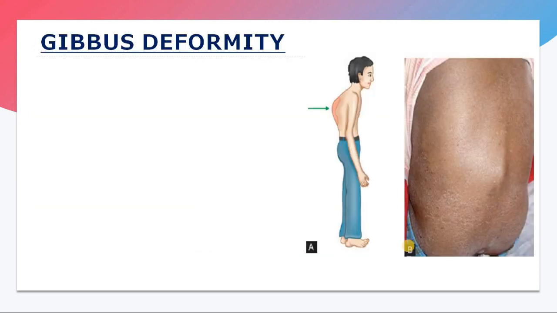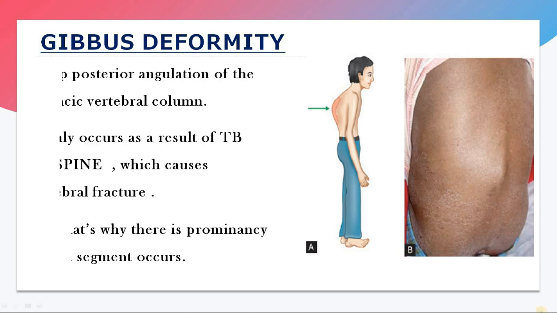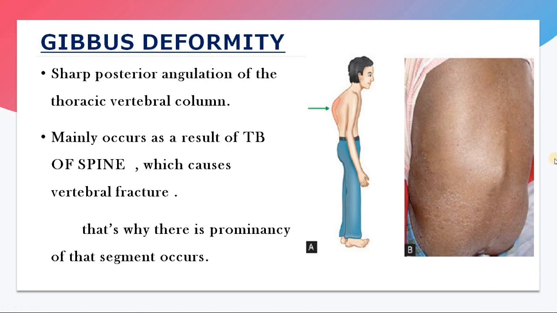The second deformity is the gibbous deformity. In this deformity, a sharp posterior angulation of the thoracic vertebral column occurs. It mainly occurs as a result of tuberculosis of the spine, which causes vertebral fracture. That's why there is a prominence of that segment. As you can see in this picture, there is a prominence of that segment because TB of the spine occurs in that segment.